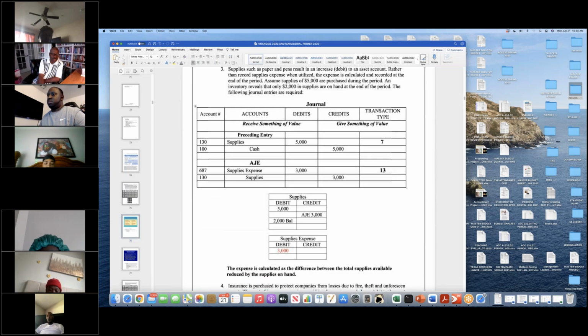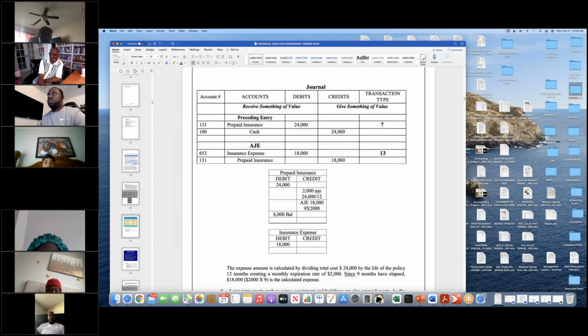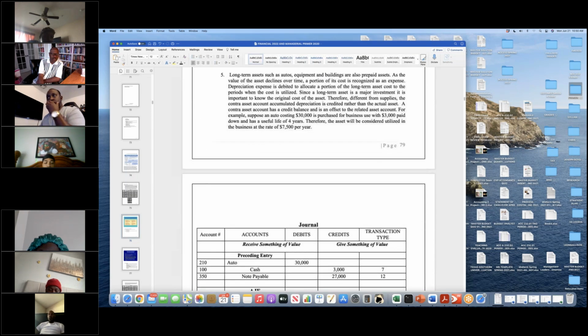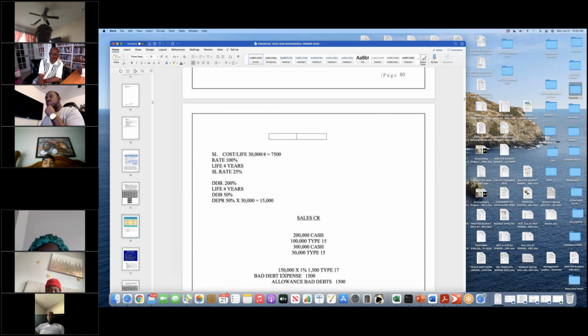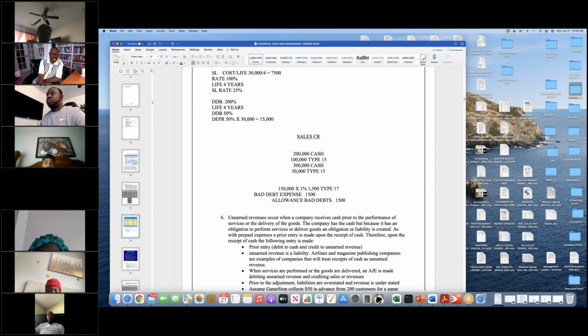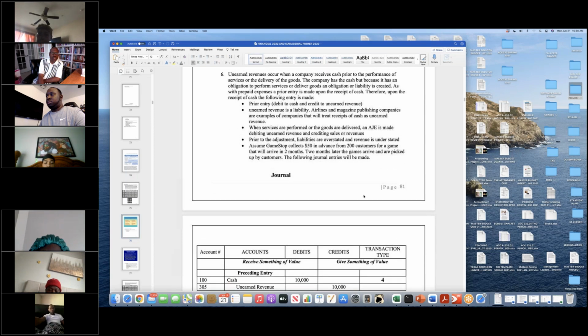And eventually I will look at a chart of accounts that works with that. So we're going to look at the easiest one, which is unearned revenue.